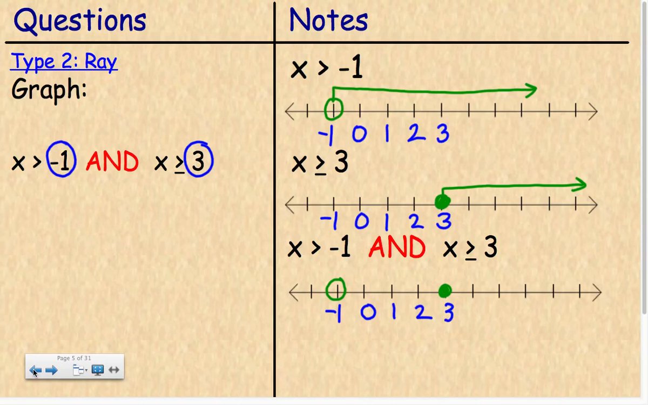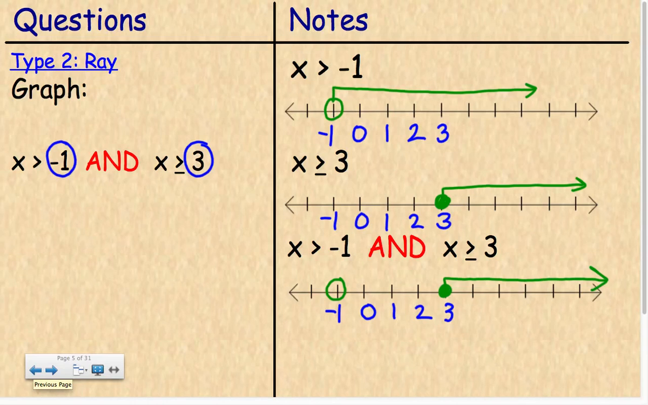Now I have to look at what numbers are shaded on the top number line and the middle number line. So -1 isn't shaded on either of them. 0 is shaded on the top one but not the middle one. 1 is shaded on the top one but not the middle one. 2 is shaded on the top one but not the middle one. 3 is my first number that's shaded on both of them. So I'm going to go from my closed dot. 4 is shaded on both. 5 is shaded on both. 6 is shaded on both, and so on.